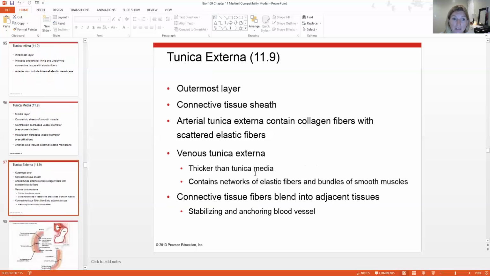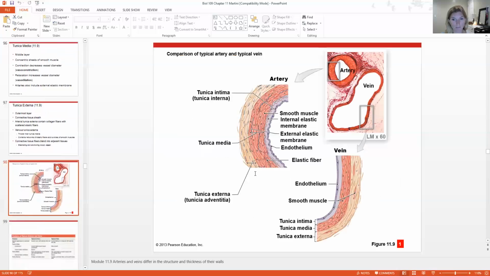Then you have your tunica externa. This is the outermost layer. This is the connective tissue sheath. This is the kind of outer covering. Veins tend to have a thicker tunica media, and the connective tissue fibers help bind it to adjacent tissues so they can kind of sit and be held in place. The arterial tunica externa has mostly collagen fibers, making it very strong, resilient.